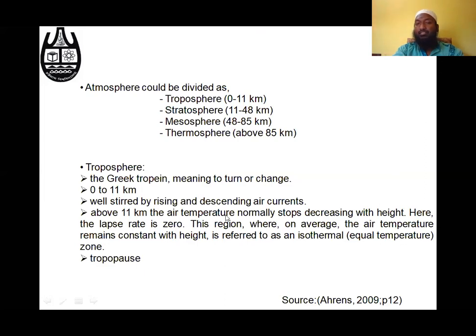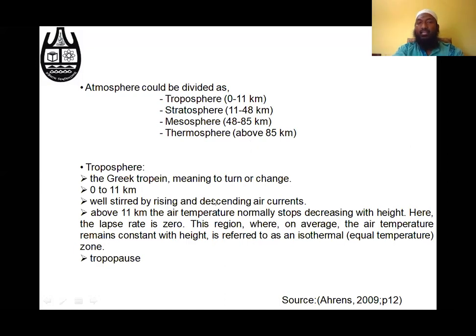So above 11 kilometers, within this limit, our temperature normally decreases, that is, from 0 to 11 kilometers. If you go from the ground to a higher place, your temperature will drop, and the decrease is such that for every 1 kilometer above, you will lose 6.5 degrees centigrade.